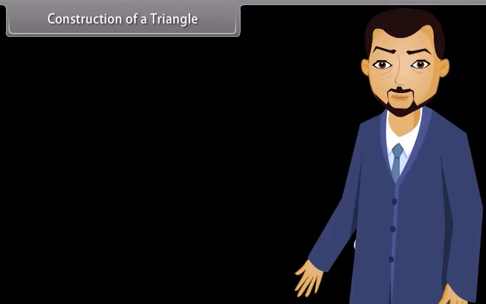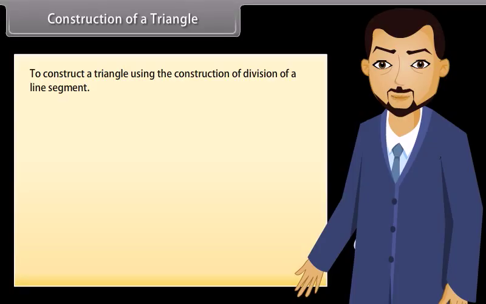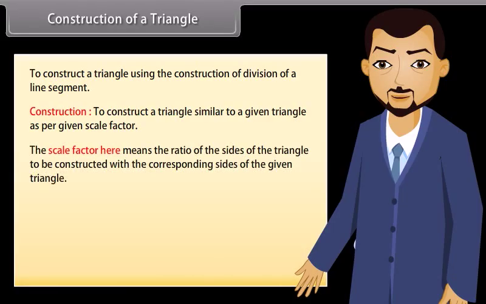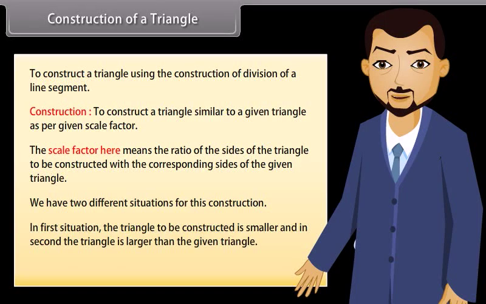Construction of a triangle. We will now learn to construct a triangle using the construction of division of a line segment. Construction. To construct a triangle similar to a given triangle as per given scale factor. The scale factor here means the ratio of the sides of the triangle to be constructed with the corresponding sides of the given triangle. We have two different situations for this construction. In first situation, the triangle to be constructed is smaller, and in the second, the triangle is larger than the given triangle. We will solve some examples to understand this.